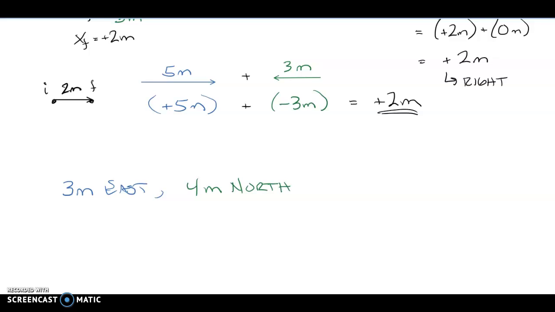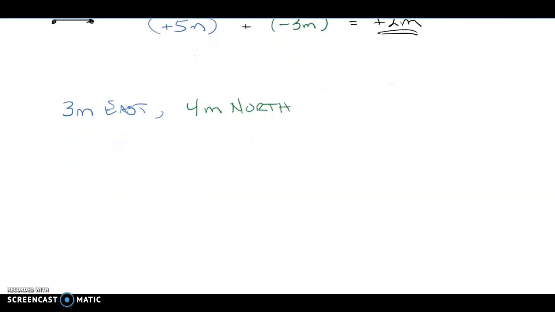All right, well, let's draw a picture of what that's going to look like. So I would be starting right here. I'm going to call that my initial position. 3 meters to the east would be an arrow that starts here, and let's call that length 3 meters. And it points to the right, which is to the east. From there, I would then move 4 meters to the north. So there's 3 meters. Let's go a little further. We're at about 4 meters.